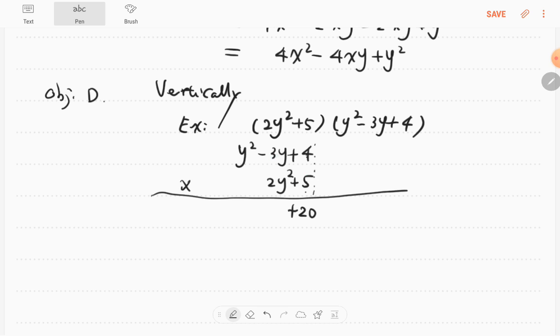It's negative 3y times positive 5. We will get negative 15y. Then 5 times the last term, y squared. So it will be 5y squared. Now we finish the first one, right?